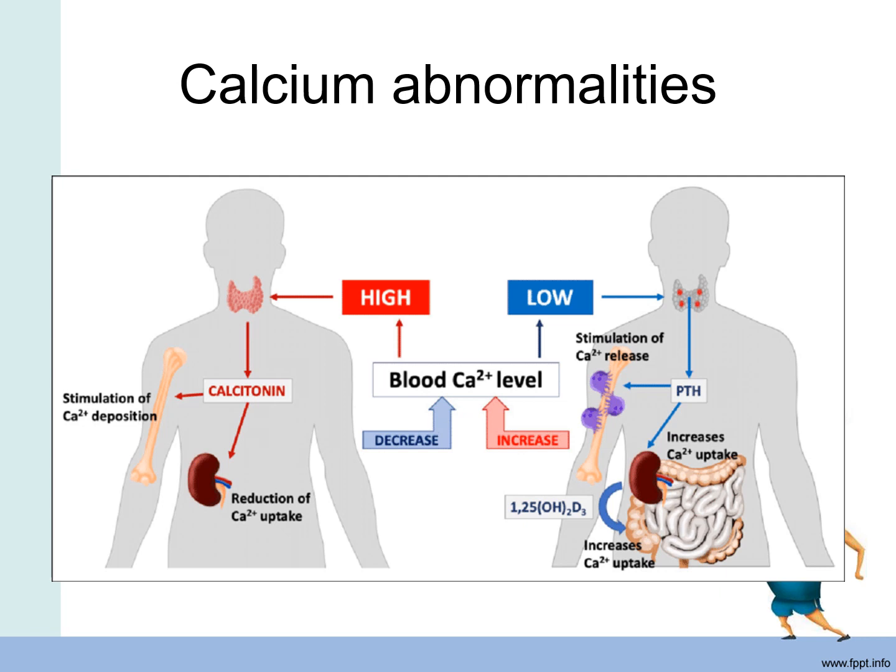Probably this one's my favorite, the blood calcium level. We see what happens on the right when it's low and on the left when it's high. Remember, when it's low, the parathyroid hormone is released from the parathyroid gland, works on the bone, on the kidney, and the intestines. And when it's high, our thyroid gland is activated to release calcitonin, which stimulates the calcium deposition in the bone and reduction of calcium uptake in the kidneys.